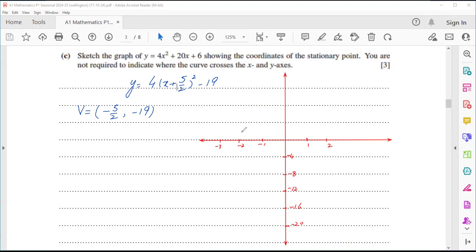First of all, you have to write the line of symmetry at minus 2.5. So this is the line of symmetry. Just for explanation, I will draw with the help of, suppose, green color. That is the line of symmetry over here. Then you have to draw the vertex, the coordinates minus 5 by 2 and minus 19 over here.